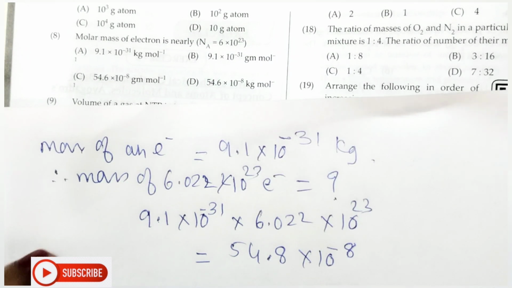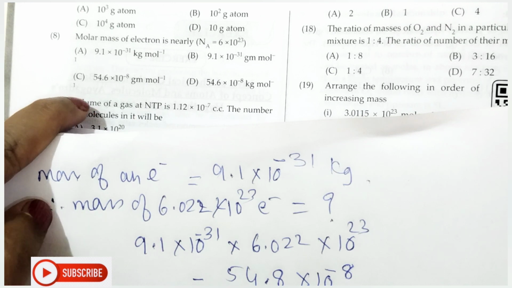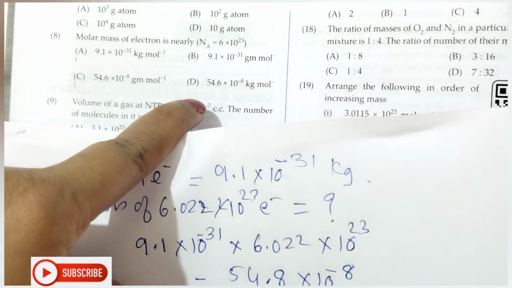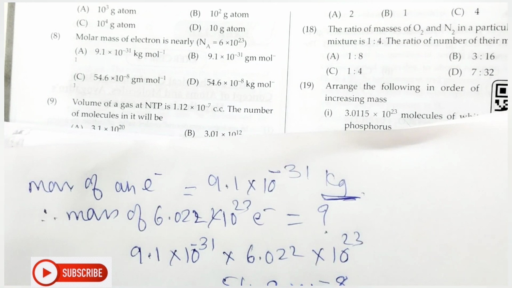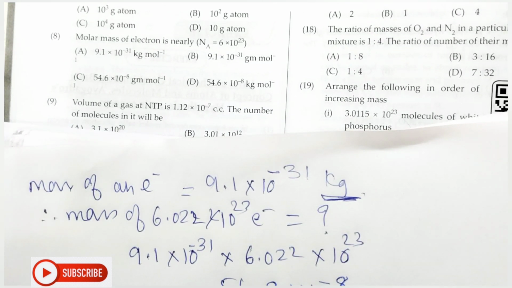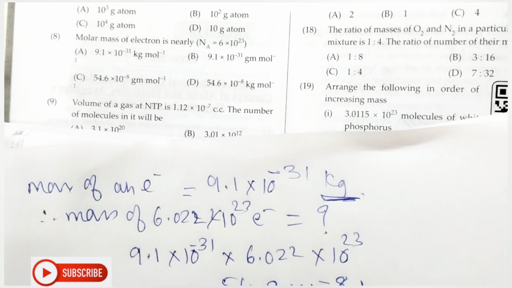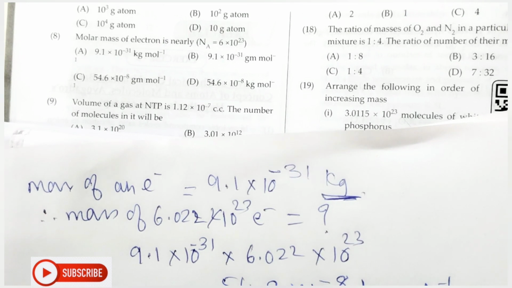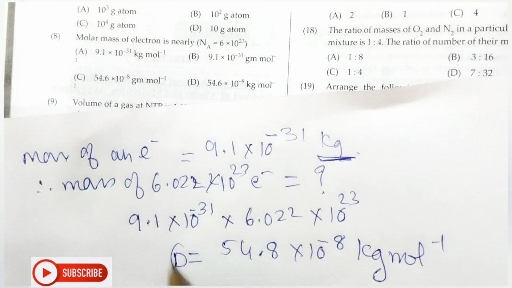Now students, if you see the options, option C is also near to this, 54.6, but if you see the unit here, this is kg, so the answer will be in kg. So the answer here is the fourth option, that is 54.8 into 10 raised to minus 8 kg mole inverse. Right students? So the answer will be your fourth option, that is option D.